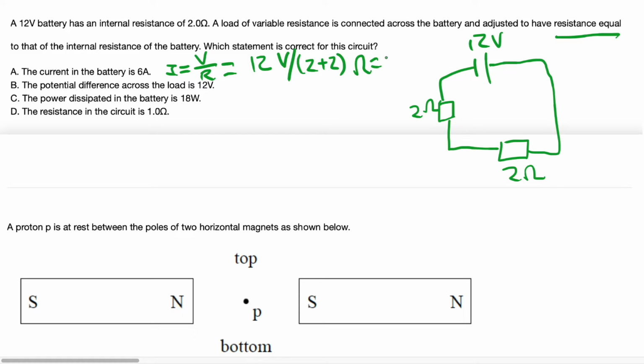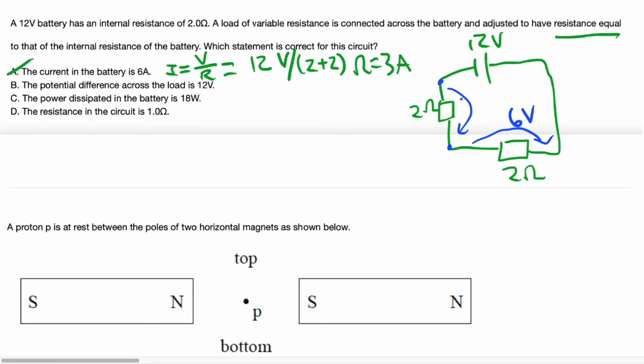So the answer will be 3 ampere. So the first one is wrong. The potential difference across the load is 12 volt. This is also wrong because you know that there should be a potential difference across the internal resistance. So here the potential difference across the load resistor cannot be 12 volt, and here should be 6 volt.